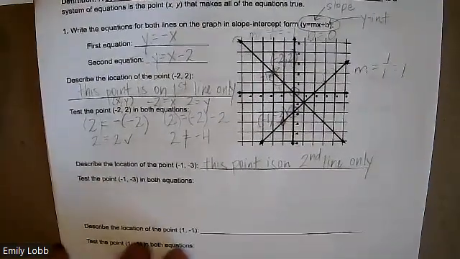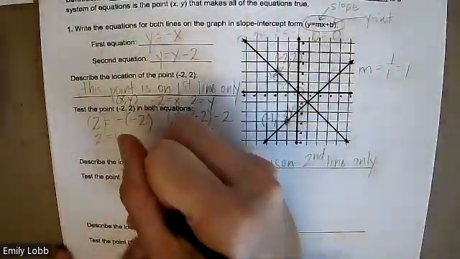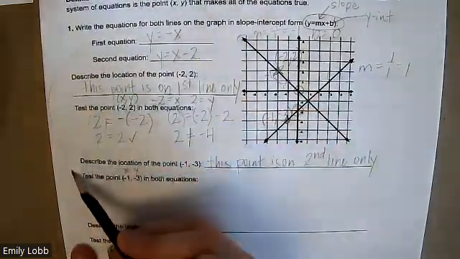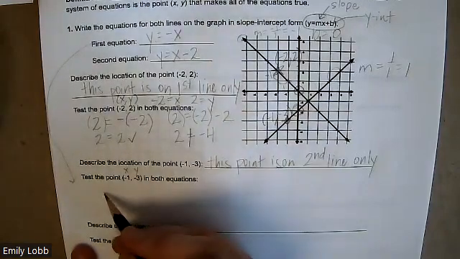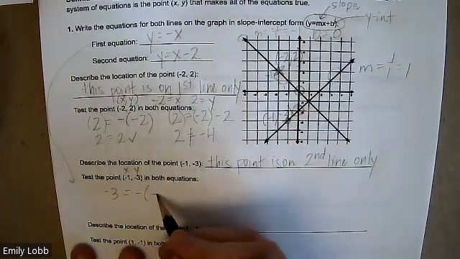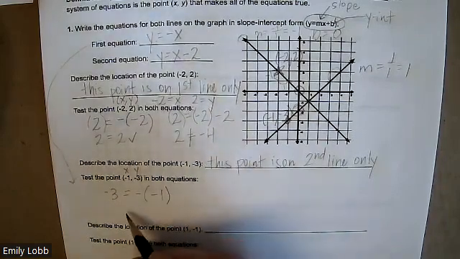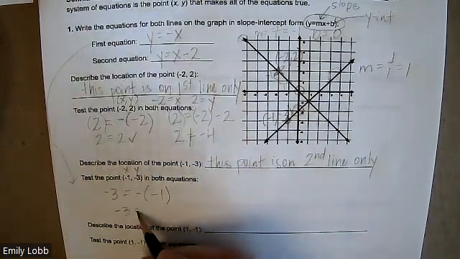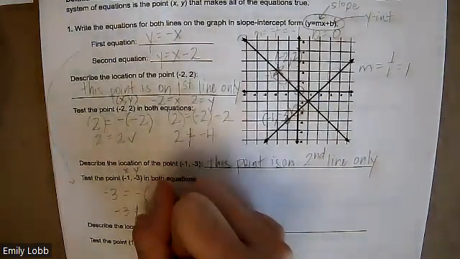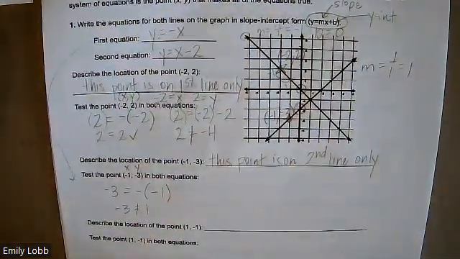So let's test it in the first. Remember, this is what x is, this is what y is. We're using these equations. So -3 is equal to the opposite of -1. So does -3 equal 1? No, -3 does not equal 1.